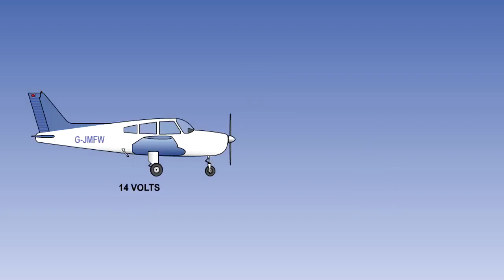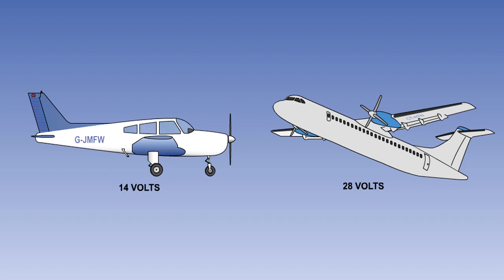Most light aircraft DC electrical systems operate at 14 volts, and so all the equipment is designed to operate correctly when supplied with 14 volts. Larger aircraft DC systems operate at 28 volts. It is necessary for the output of the generator or alternator to be controlled or regulated, to ensure that at all times the output voltage is constant.